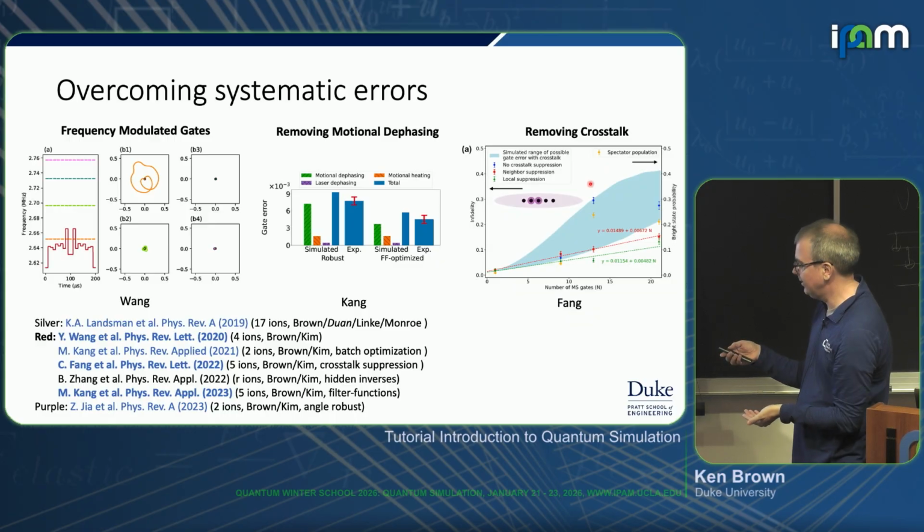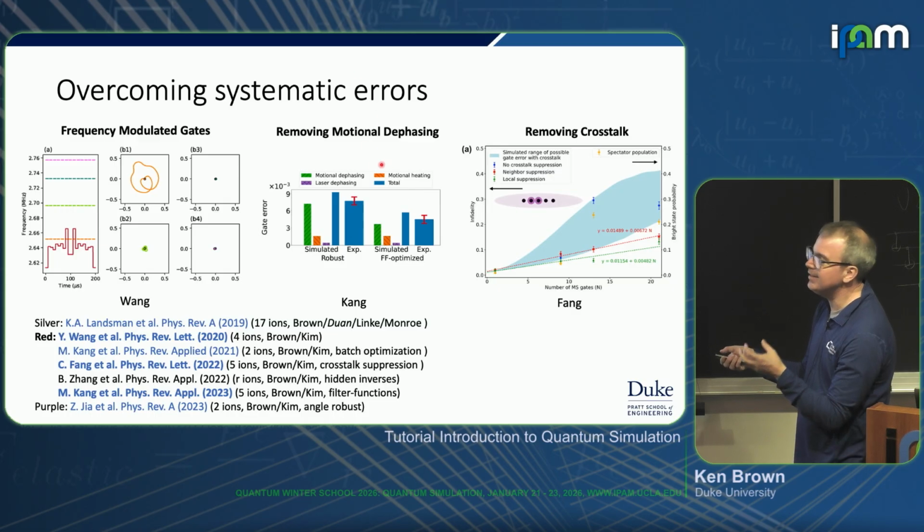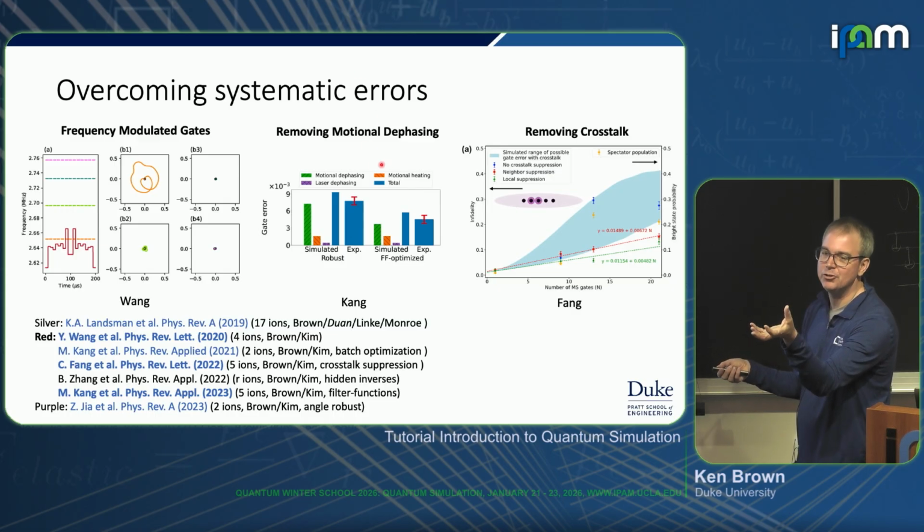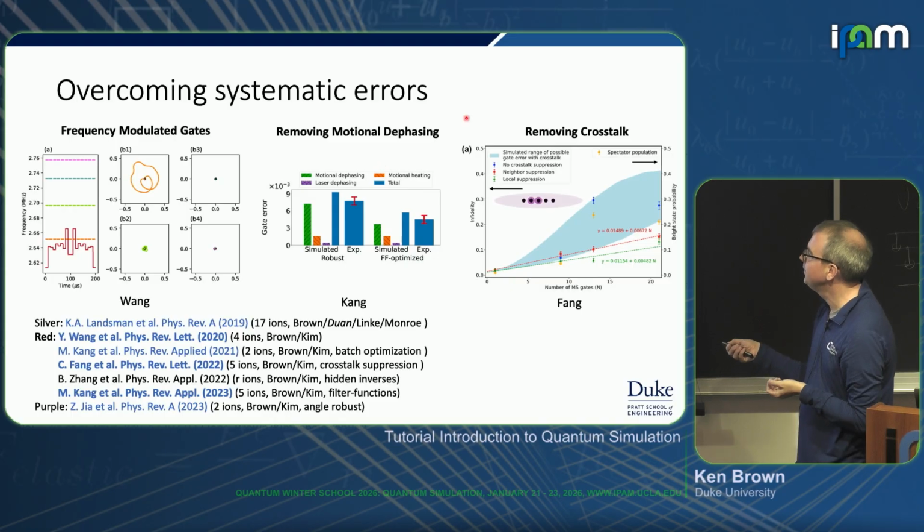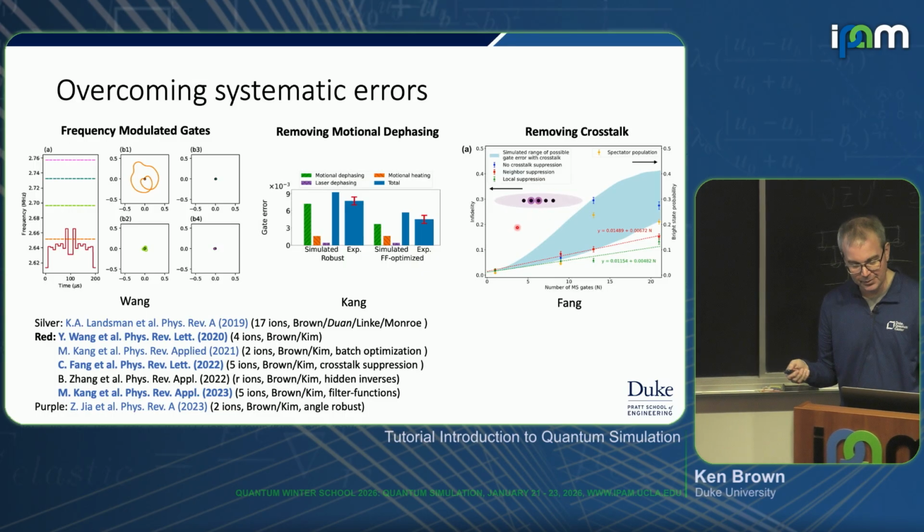We can do basically a type of decoupling which allows us to get rid of the motional dephasing by basically looking at the spectrum of what that motional noise looks like. And then we can actually also remove crosstalk by modulating how these different lasers interact on these pieces. I'm not going to talk about all of those things.